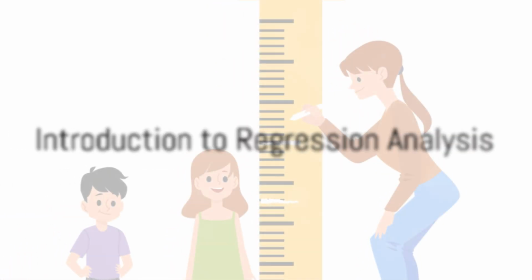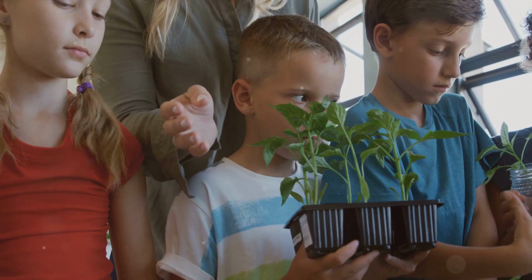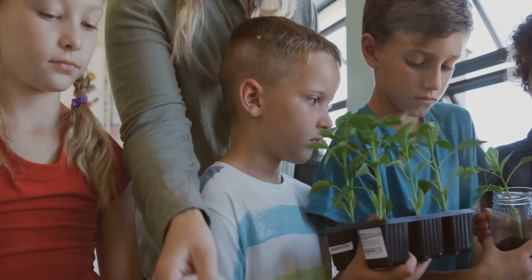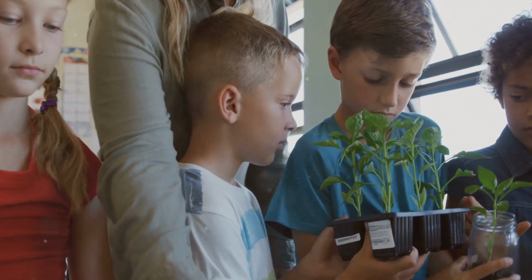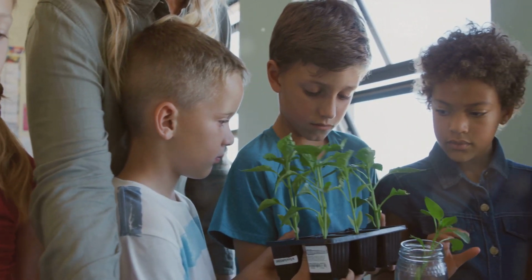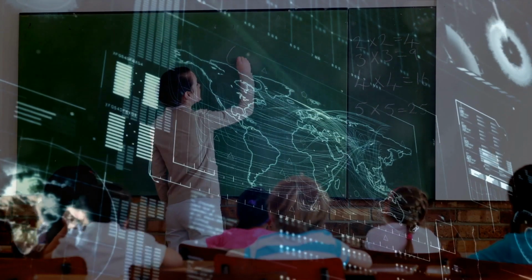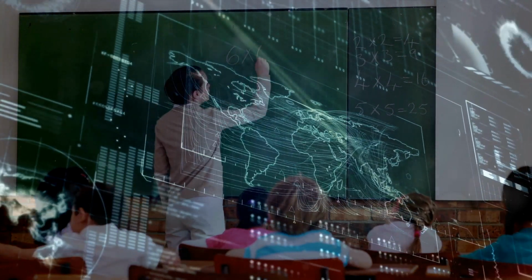Ever pondered how we can foretell certain future events? Like, how can we predict the height of a grown-up plant from a tiny seedling? Or how can we tell how well a person might do in a foot race based on their training routine? Well, buckle up, because we're about to dive into the fascinating world of regression analysis.